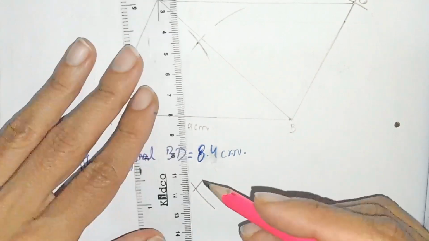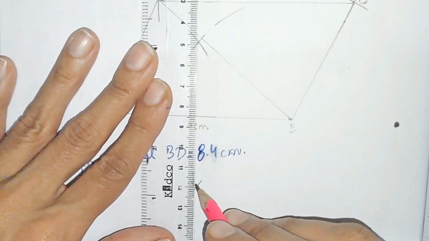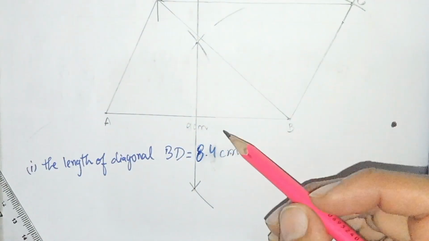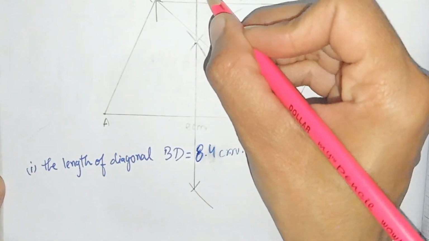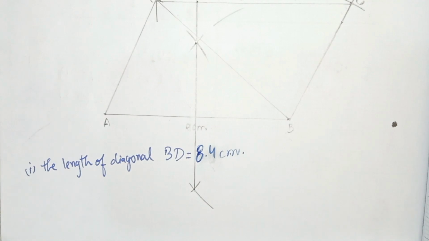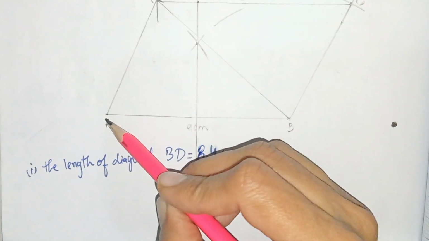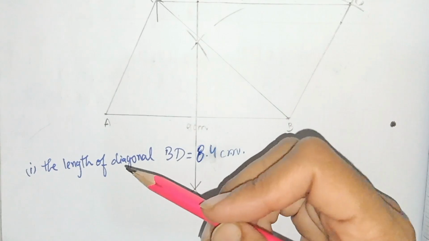of AB. Now join these points. And at which point does it cut this AB? This is the point T. It is given to us in part number 2. And now we have to measure the AT. We have to measure that length from A to T.